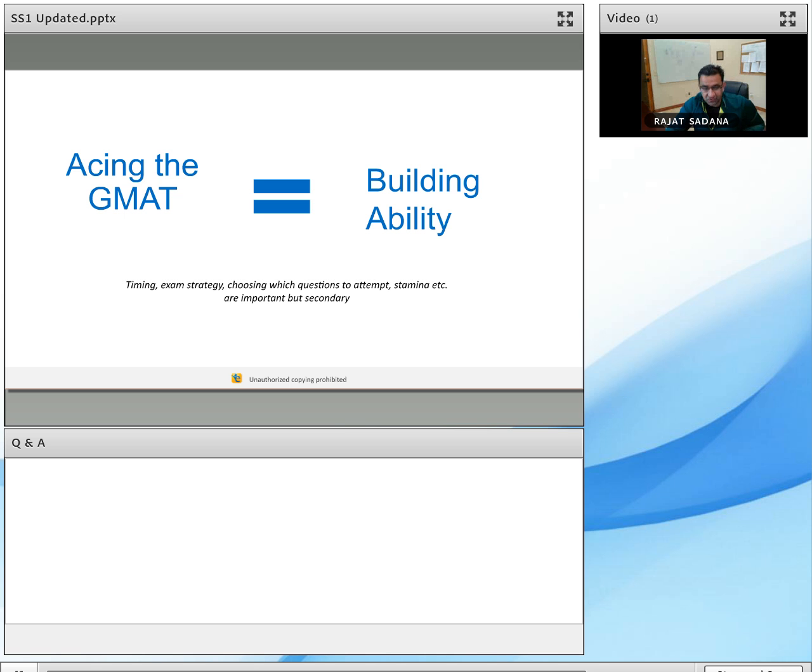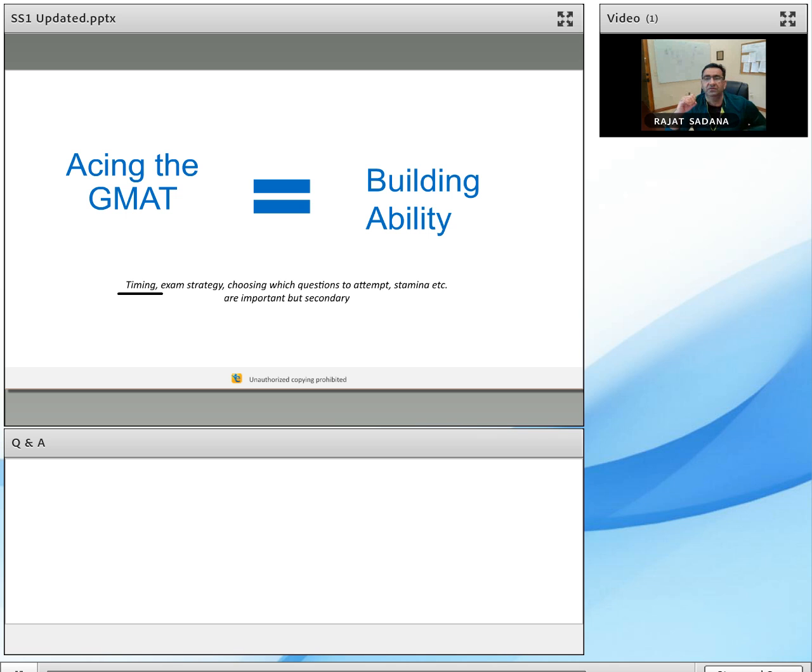The reason I want to make sure you understand this is that when people think about acing the GMAT, the first thing they think about is timing. If I were to poll and ask, what is the one worry you want to go away, the most common answer would be timing. Help me improve my timing. Help me improve my stamina.